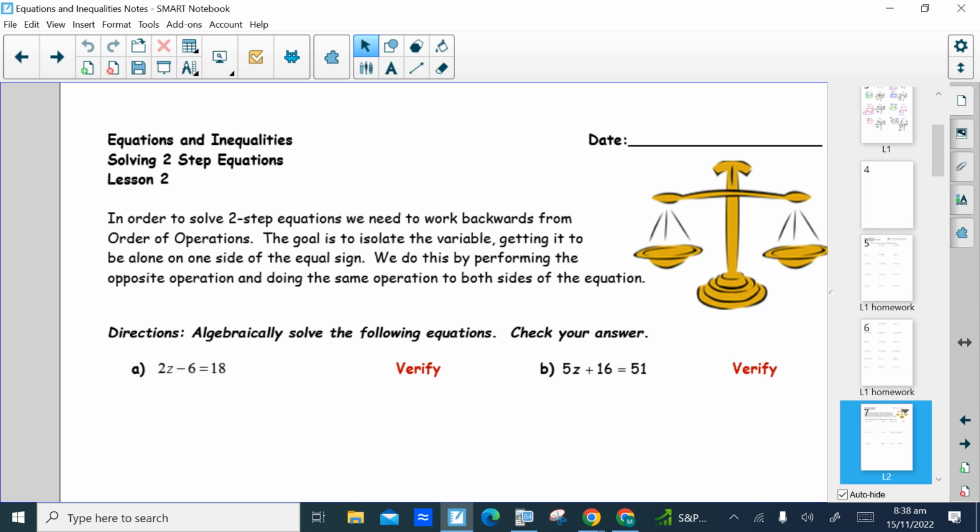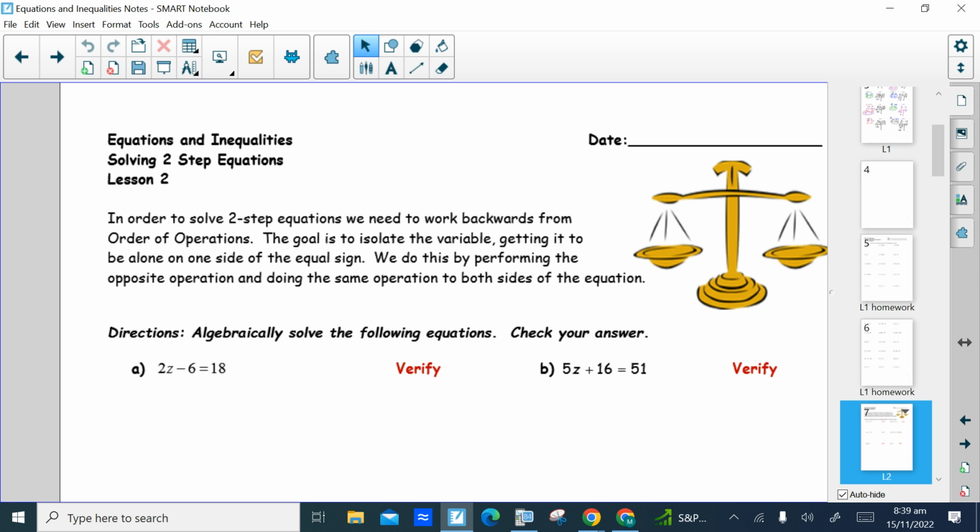We either added or subtracted a value from both sides, or we multiplied both sides by a value. Sometimes we divided both sides by a value. Today we'll look at two-step equations. So in order to solve these, we need to work backwards from order of operations. Again, the goal is to isolate the variable, getting it to be alone on one side of the equal sign. We do this by performing the opposite operation and doing the same operation to both sides of the equation. So that part's not different than what we did yesterday.